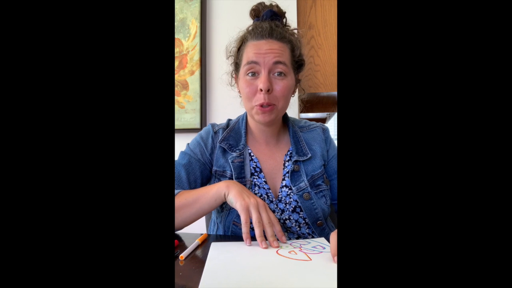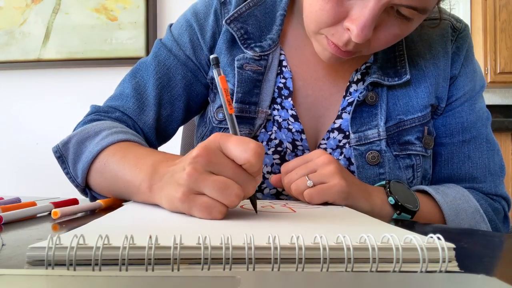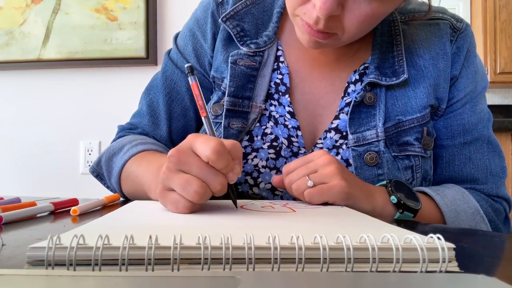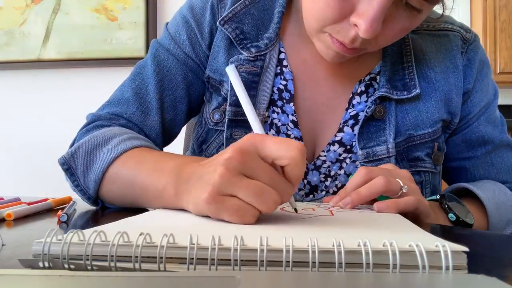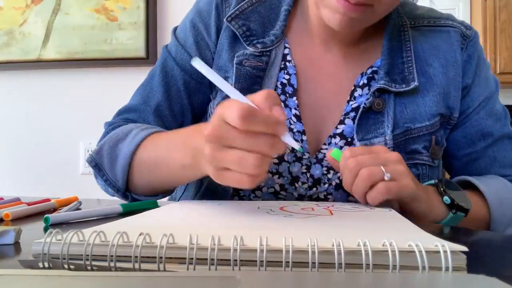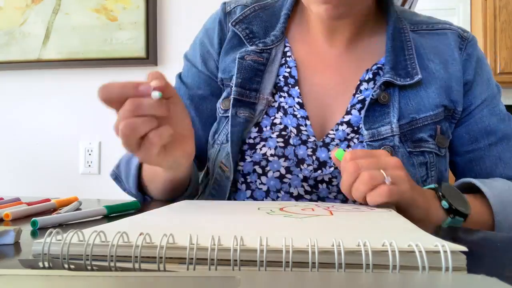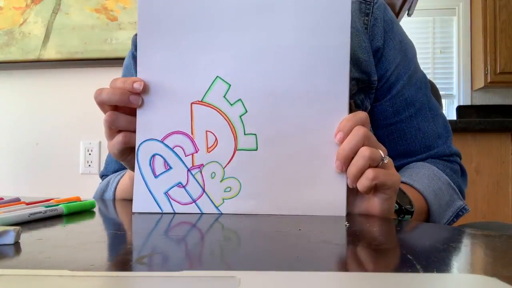Next letter up is E. Keep going and don't think about it too much. You guys are doing great. All right, moving on to the letter F. Keep going.